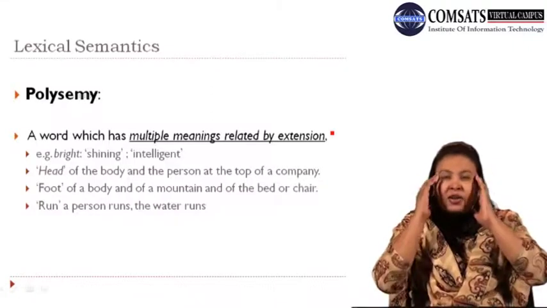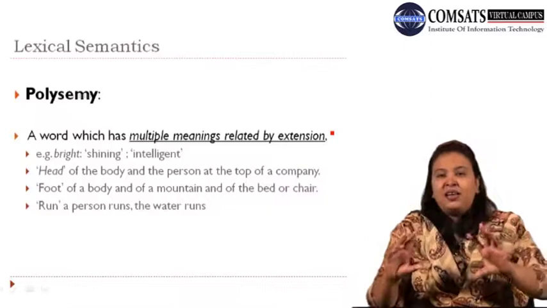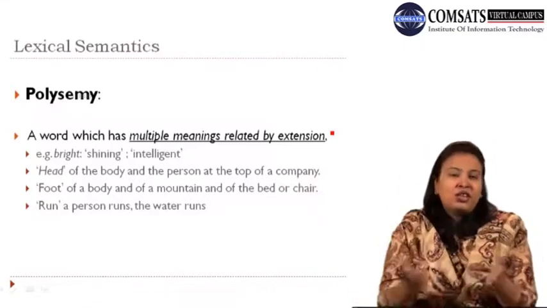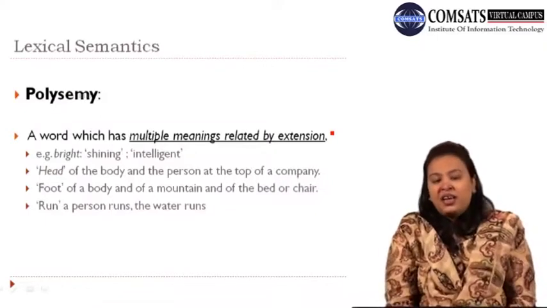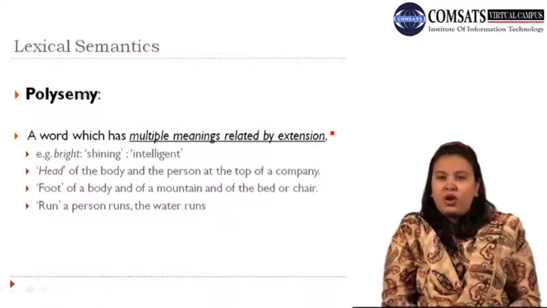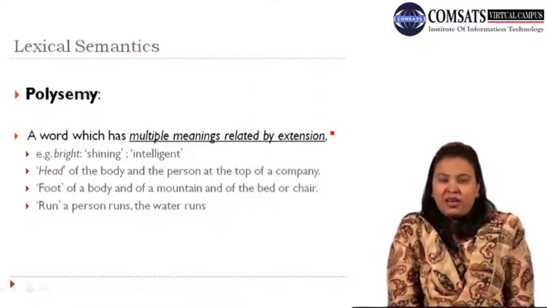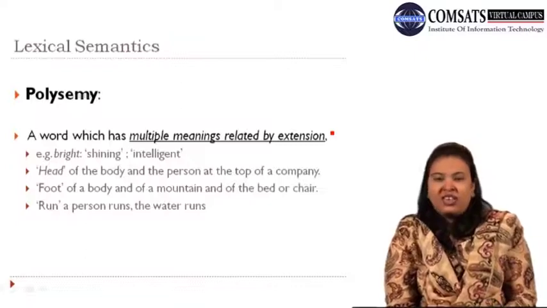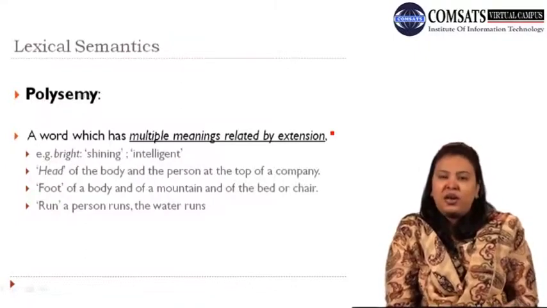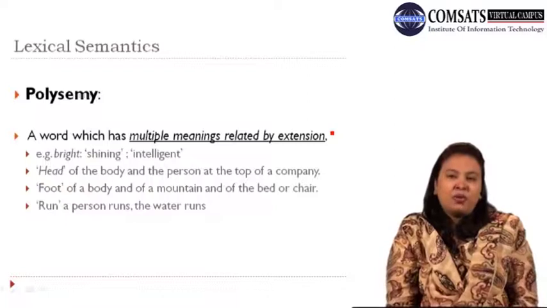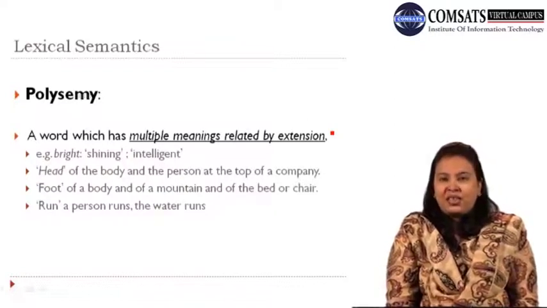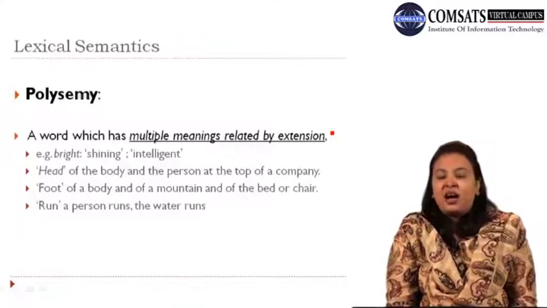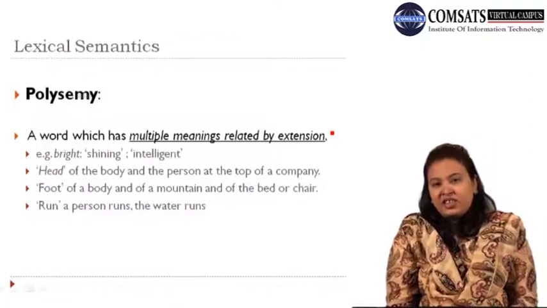The head is the top part of the body, and similarly the head of an organization is the top level of the organization. So this way their meanings have certain links. Similarly, foot. Now foot is the lowest part of the body, and foot of the mountain is again the lowest part of the mountain. Or foot of a chair is again the lowest part. So they have a certain relationship of meaning. So polysemy is a word which has multiple meanings, but these meanings are related by extensions.